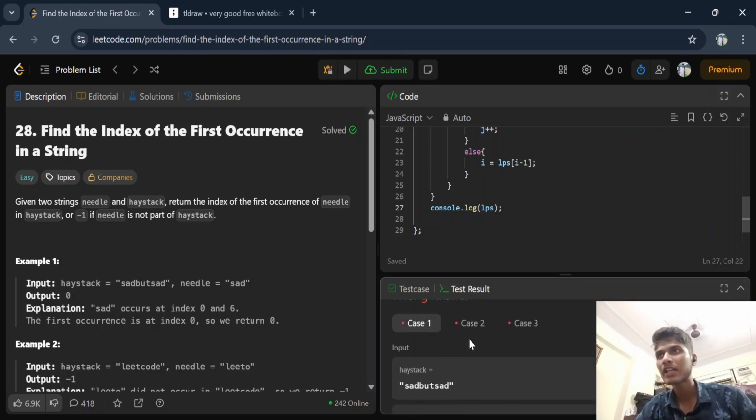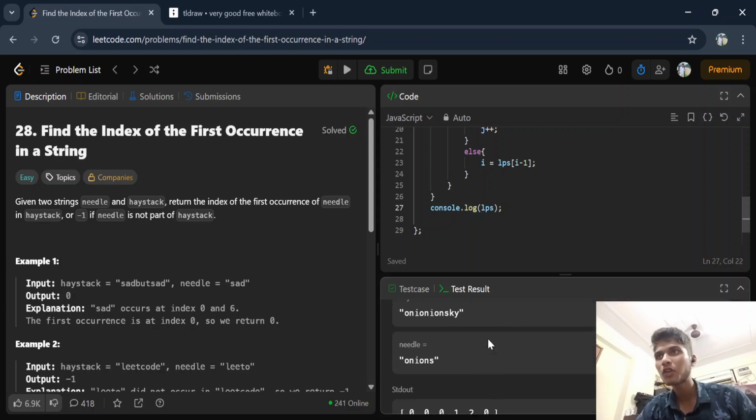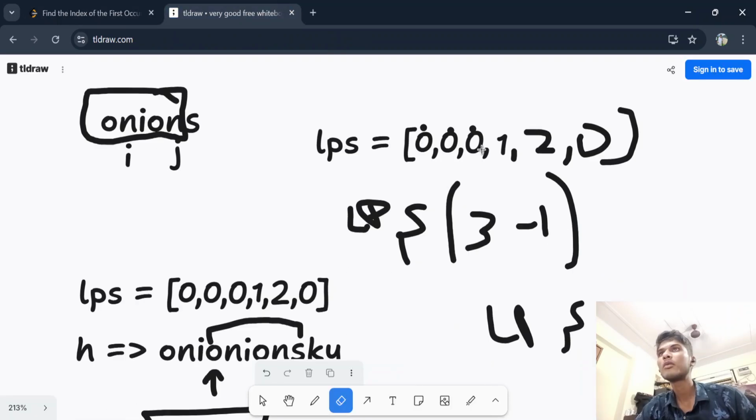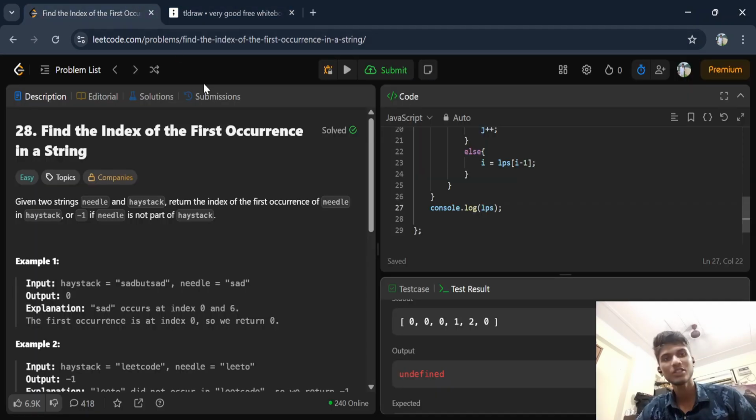See the LPS array. For sad, the LPS array will be 0, 0. See this, for onions, 0, 0, 1, 2, 0. This was our LPS array, and that's how we made it.